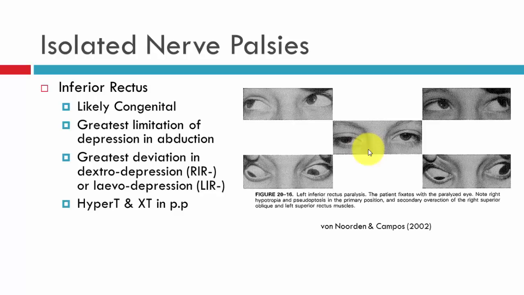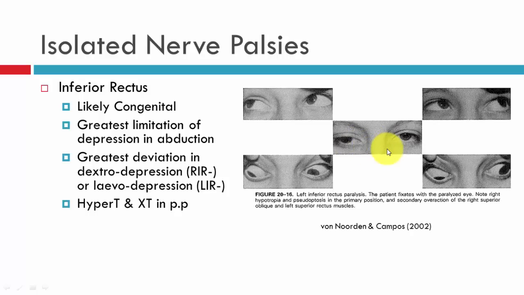And we're expecting a hyperdeviation because the inferior rectus is a depressor, and so the eye will elevate. In the example we have here, we can see actually that we have a hypotropic eye rather than a hypertropic eye. And the reason is the patient is fixing with the hypertropic eye, the left eye, and because of this, we now have a right hypotropia on presentation.